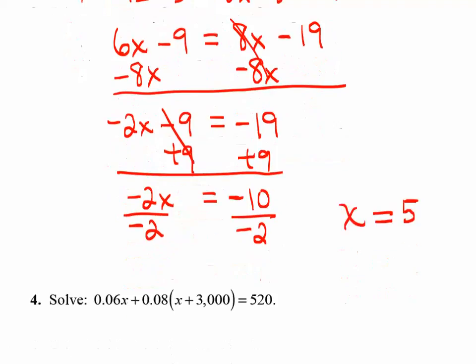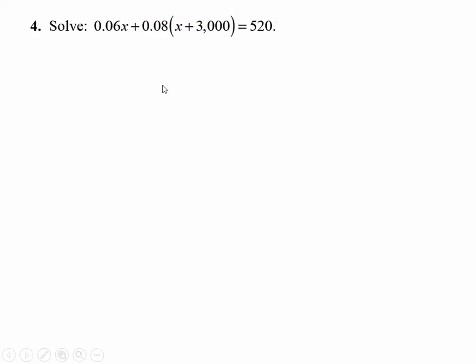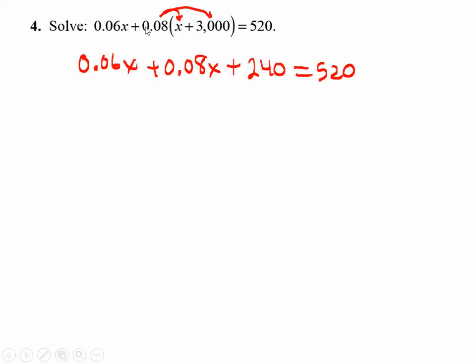Alright, let's go to number 4. Oh, I got decimals in our way now. Okay, I've got to solve decimals. Alright, first things first is still distribute. So once you see a parenthesis, a number in front of it, you still got to distribute this part right here. So 0.06x is going to stay the same, but 0.08 times x will give you 0.08x, and then 0.08 times 3,000.